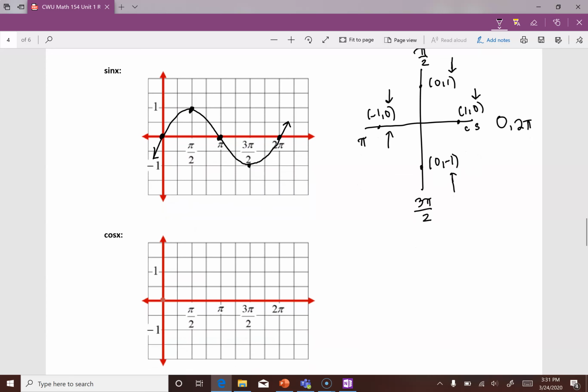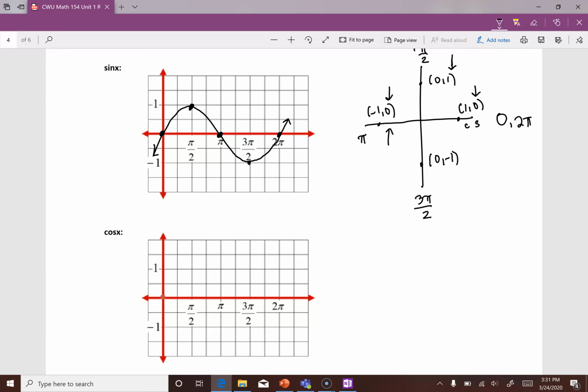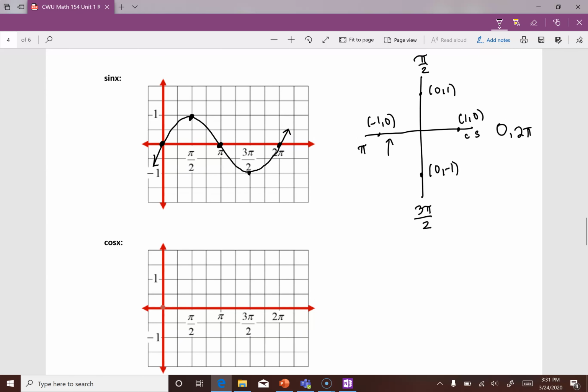All right, graphing cosine, we can use the same exact table here, or chart. And this time, however, we're going to look at what? We're going to look at the first coordinate because cosine is the first coordinate. So here is (0, 0). All right, so cosine of 0 and 2 pi are both 1.